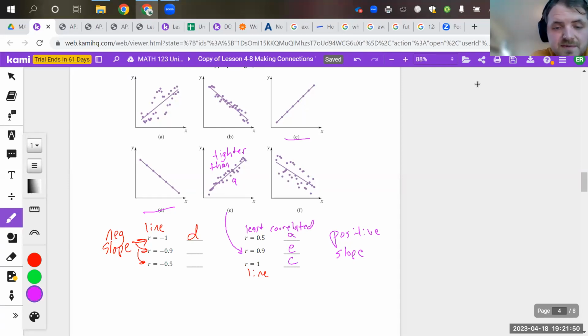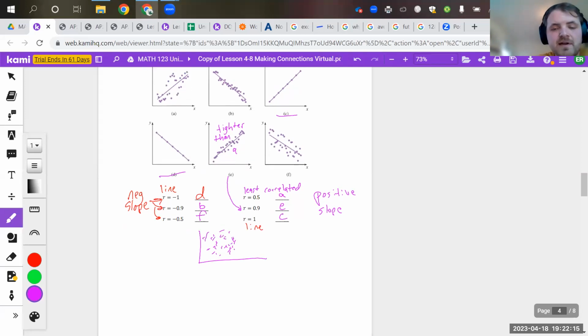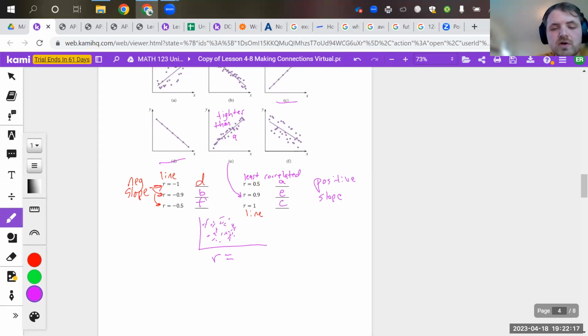Using that same concept, the most correlated negative one was the negative one right there. And then the next most correlated negative graph would be B. And then the least correlated one would be F. So hopefully that's making a little bit of sense that, again, if you had a graph like this, dot, dot, dot, dot, dot, dot, dot, craziness, no clear way to put a line through it, that would have an R value close to 0. If not 0, pretty close to 0.